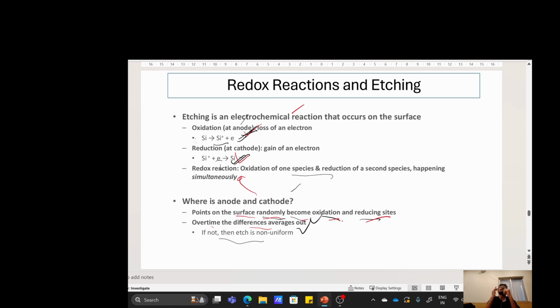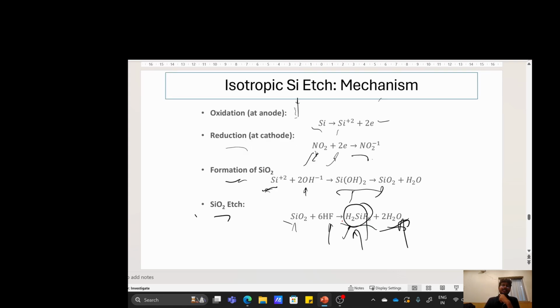Points on the surface randomly become oxidation and reduction sites, and over time the difference averages out, because these domains are random and moving. It is like the average current being 0 in a semiconductor: electrons are moving in random directions, but one electron moves in this direction and another in that direction, so over time the average comes to 0.